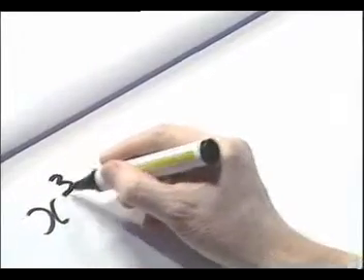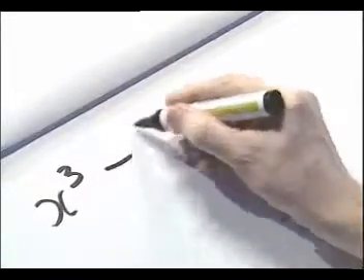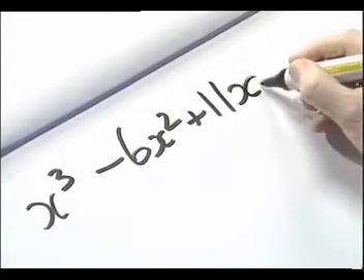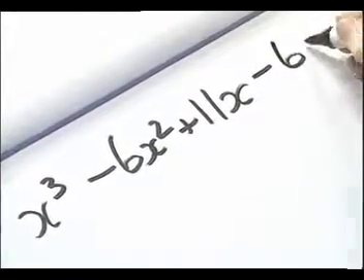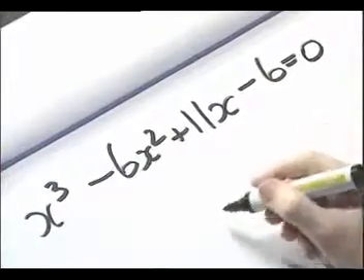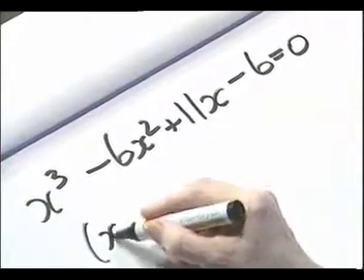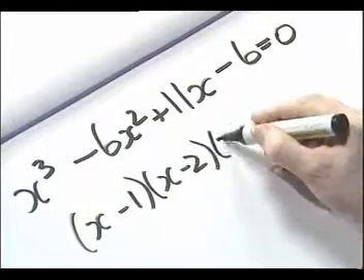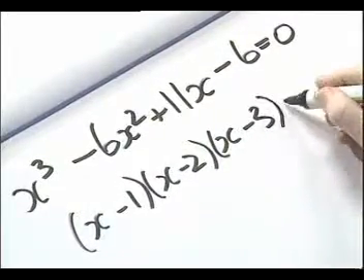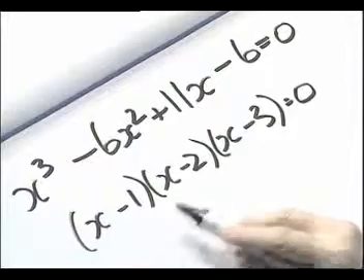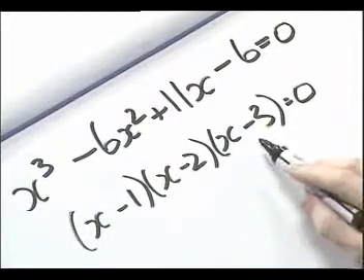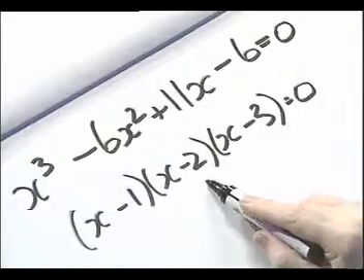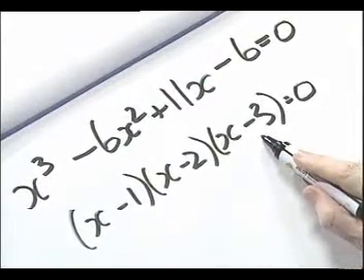The equation x cubed minus 6x squared plus 11x minus 6 equals 0 factorizes to x minus 1 times x minus 2 times x minus 3 equals 0. This equation has 3 real roots, all different. The solutions are x equals 1, x equals 2, or x equals 3.